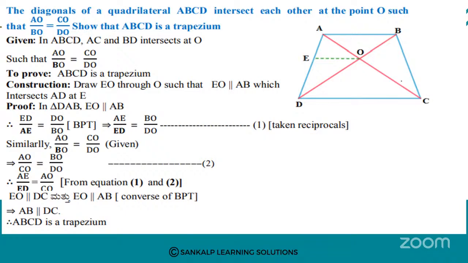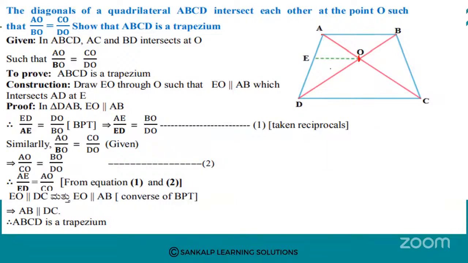So when they say show that ABCD is a trapezium, prove that it is a trapezium, ABCD is a trapezium, AC and BD are diagonals. These two diagonals intersect at a point O, right? Next, AO divided by BO is equal to CO divided by DO. Next, show that ABCD is a trapezium.